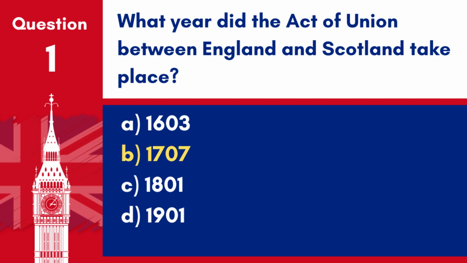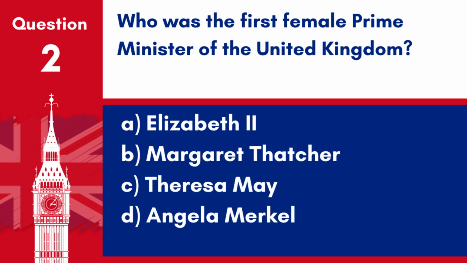Answer: B. 1707. The Act of Union between England and Scotland, which created the Kingdom of Great Britain, took place in 1707.